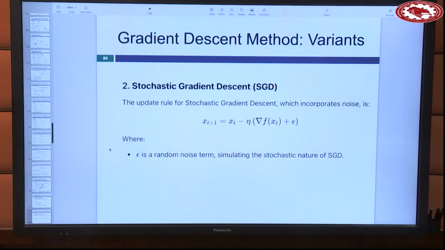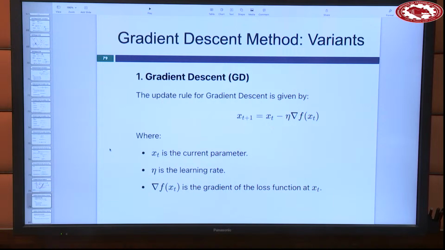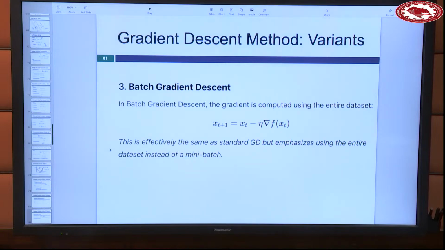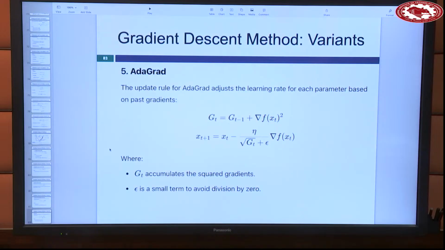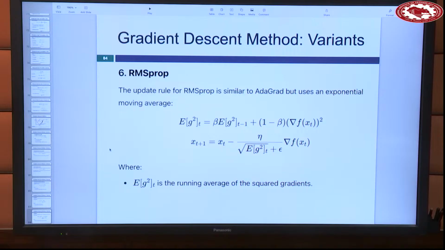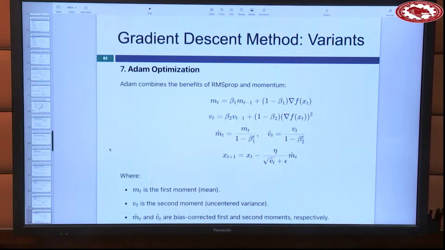Okay. Then we have stochastic gradient. We have certain issues in gradient descent that we'll discuss. Then we have stochastic gradient, batch gradient descent, momentum based gradient, AdaGrad, RMSprop. Basically we try to normalize the step size. We try to choose a step size which will not overshoot the minima. Then we have Adam optimization.